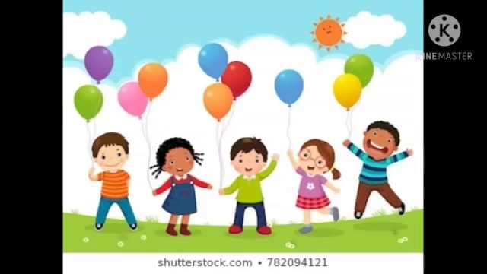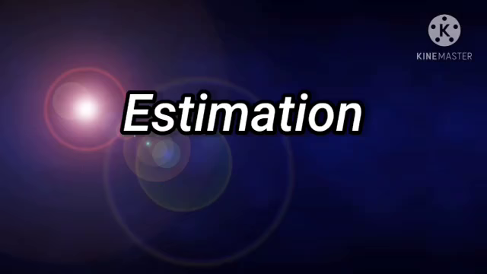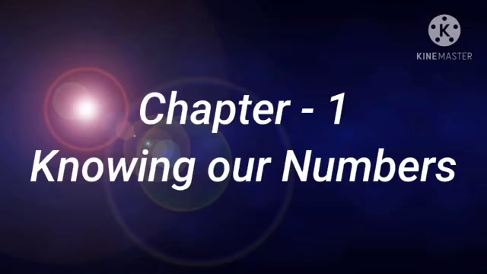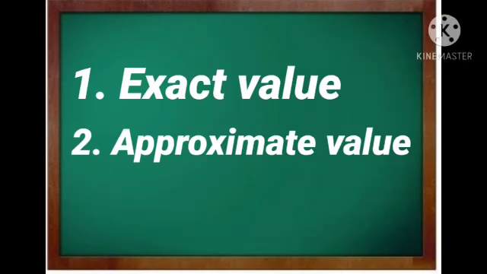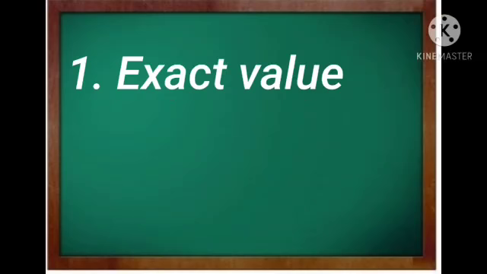Hi children, today I will explain a new topic, estimation, chapter 1, Knowing Our Numbers. Look at the board, you have written two values. One is the exact value, the second one is the approximate value. So what do we mean by exact values? Take for example, 2 plus 3 is equal to 5, then 5 is an exact value.